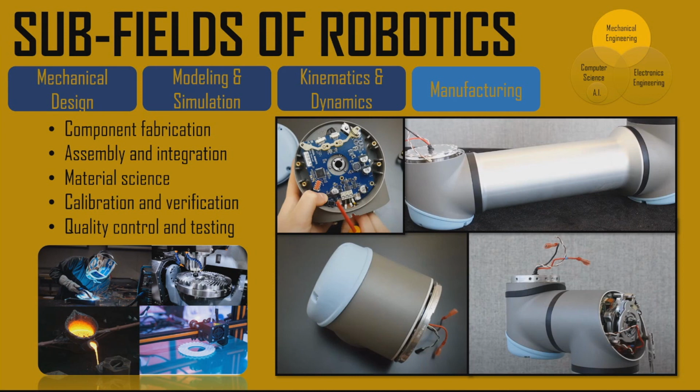And of course, a major part of material selection would fall under the category of design, but of course, the materials are being used in the manufacturing process. And of course, calibration and verification, and quality control and testing.